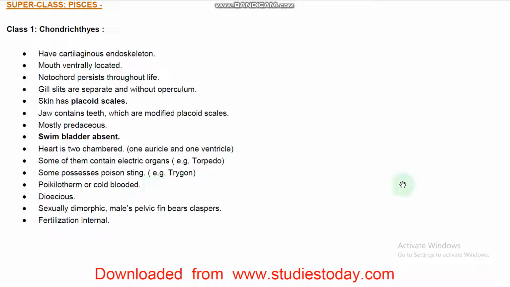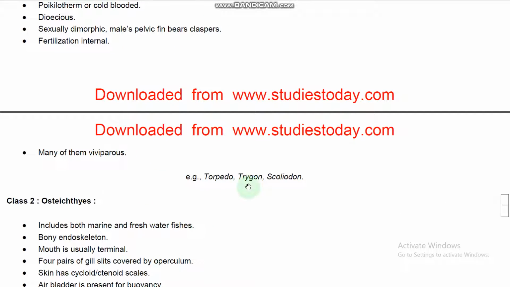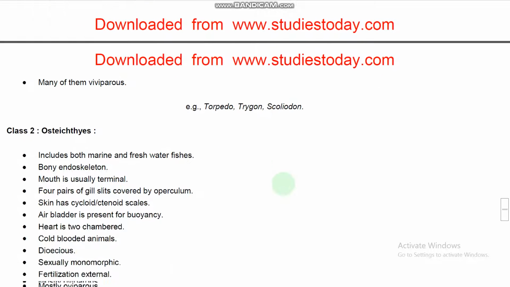So claspers are absent in Osteichthyes. Males of Chondrichthyes have claspers for holding females at the time of reproduction. Fertilization is internal in Chondrichthyes, and external in Osteichthyes. Chondrichthyes are viviparous and Osteichthyes are oviparous, right? Examples: torpedo, trygon, scoliodon, Sorokova, Indian shark, right?